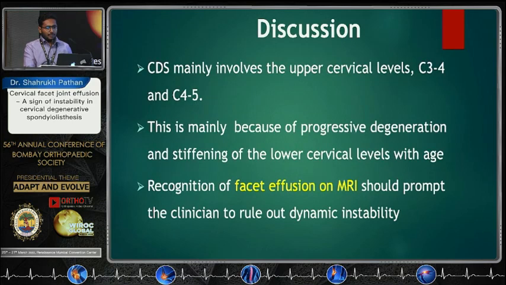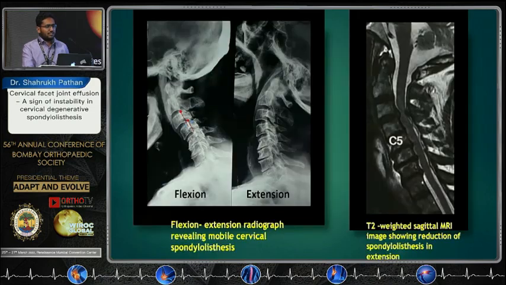mm. In our study, it involves the upper cervical levels 3-4 and 4-5 mainly because of the progressive degeneration and stiffening of the lower cervical spine with age, and the recognition of this facet effusion on MRI should prompt the clinician to rule out dynamic instability.